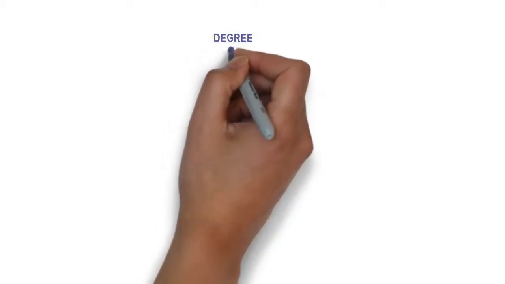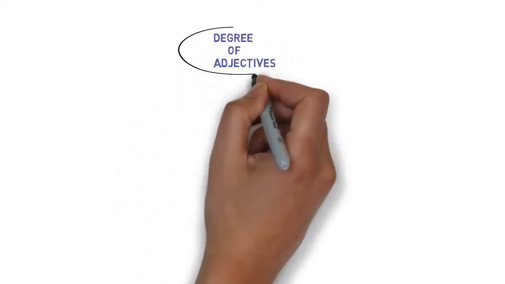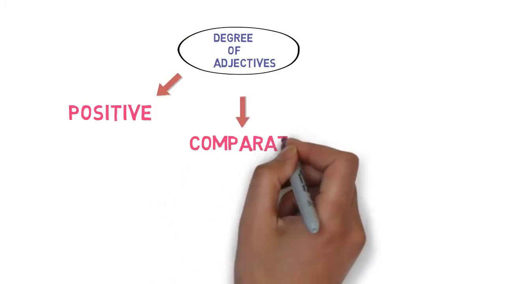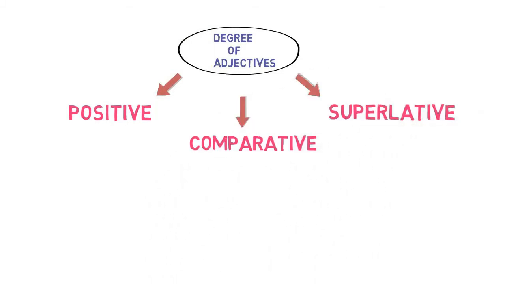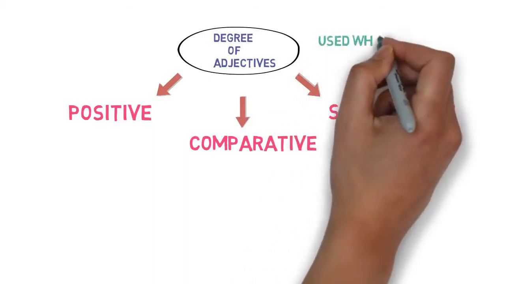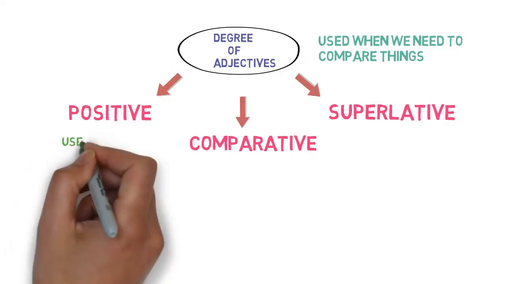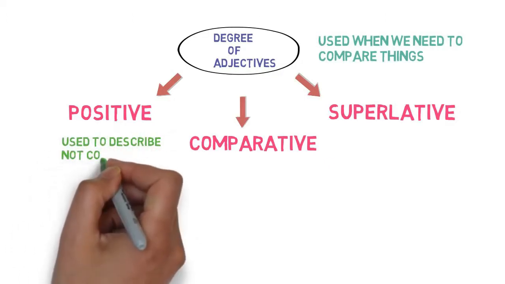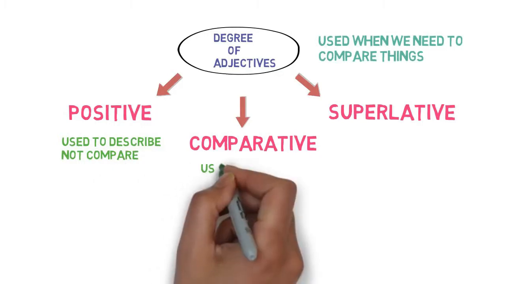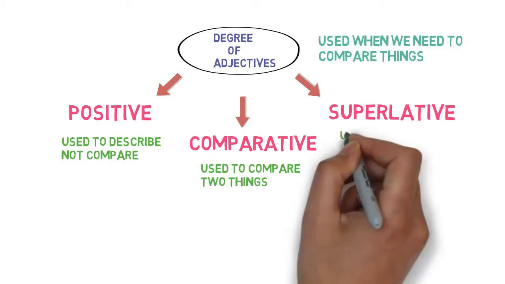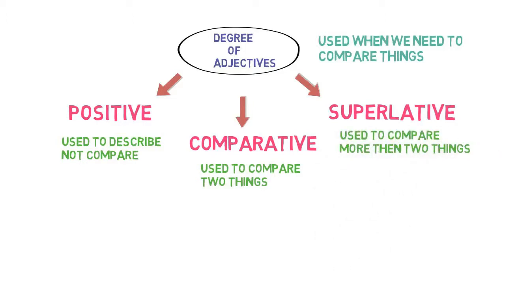Now, let's look into the degrees of comparison that adjectives have. Adjectives have 3 degrees of comparison: positive, comparative and superlative. So, why do we need degrees of comparison? It is used when we need to compare things. The positive degree of an adjective is used to describe, it is not used to compare anything. The comparative degree is used to compare 2 things, and the superlative degree is used to compare more than 2 things.